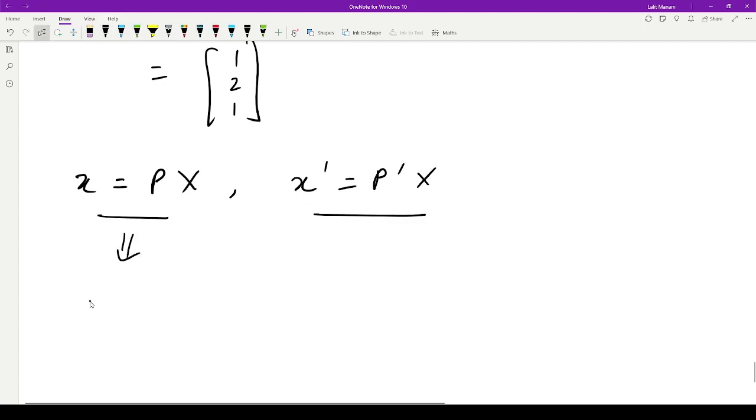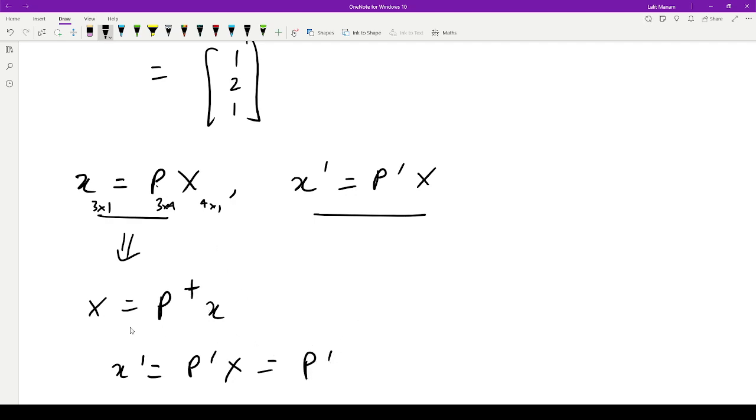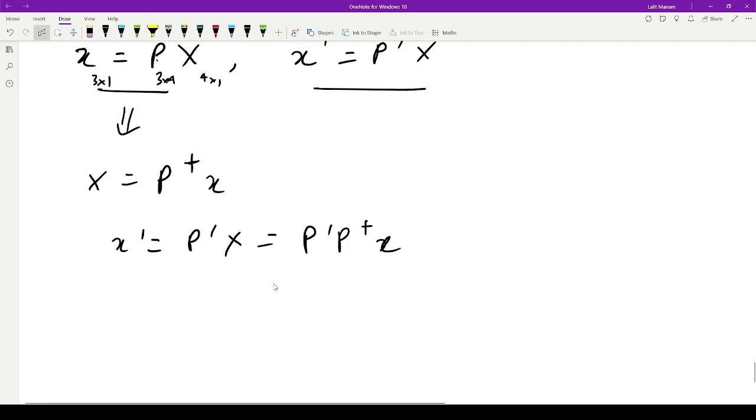So from this, what can we get? X is P pseudo inverse x. It's 3 cross 4, this is 4 cross 1, this is 3 cross 1. I hope these things are clear. So we get x prime is P prime x. We can just replace the capital X like this, P pseudo inverse x. With this, what can we get? This is the homography that someone was saying. P prime P pseudo inverse x. So this is x prime.